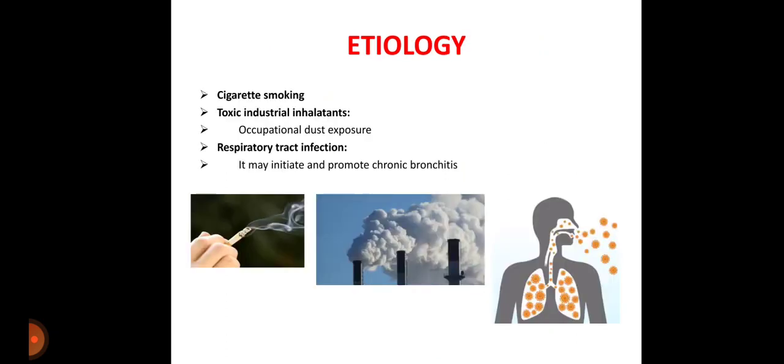Now, let us discuss the etiology of chronic bronchitis. It is mainly caused by cigarette smoking due to nicotine, and toxic industrial inhalants, a few examples being sodium hydroxide, nitrogen compounds, and occupational dust exposure. Respiratory tract infections like bacterial, viral and fungal infections may also irritate and promote bronchitis.